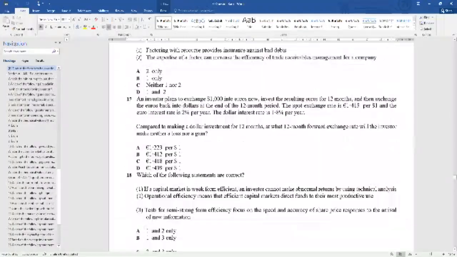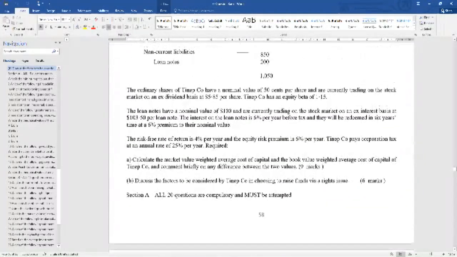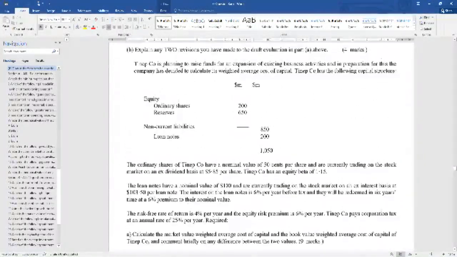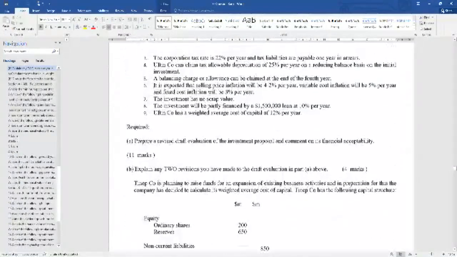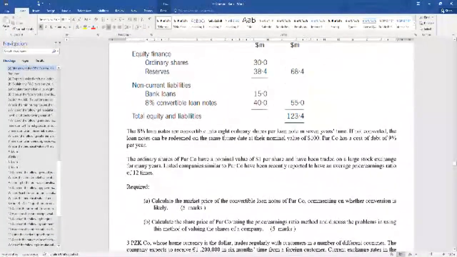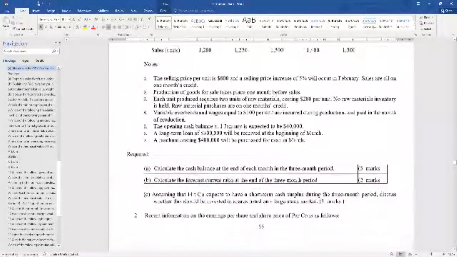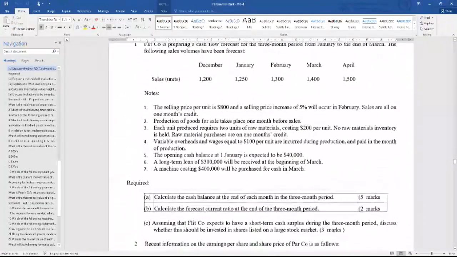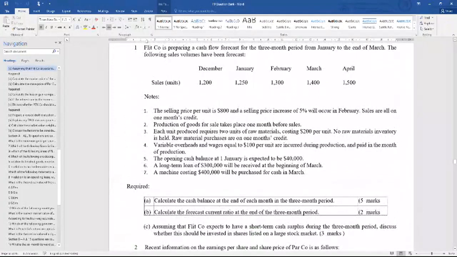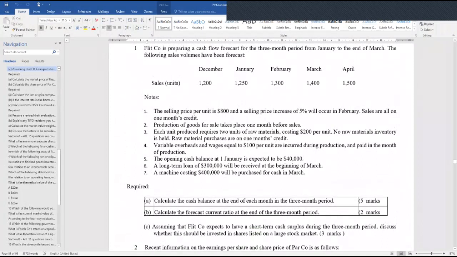Where is that question now? So the question asks us to get the bank balance, so it should be somewhere here. Yes, it is. This is page 55. A company called Fleet Company. Okay, so go through it in the next 2 minutes, then we discuss together. Fleet Company, page 55.